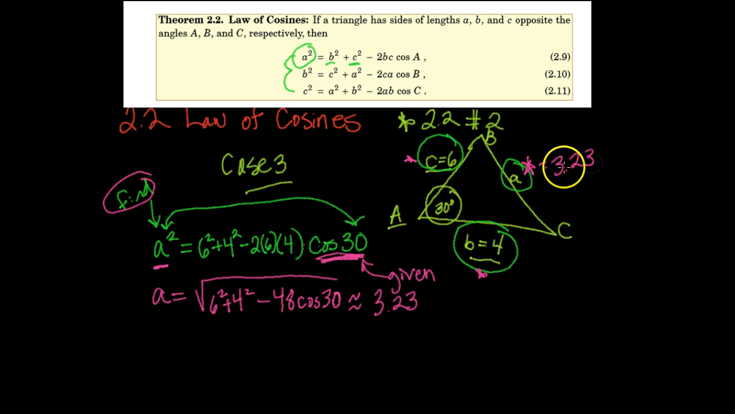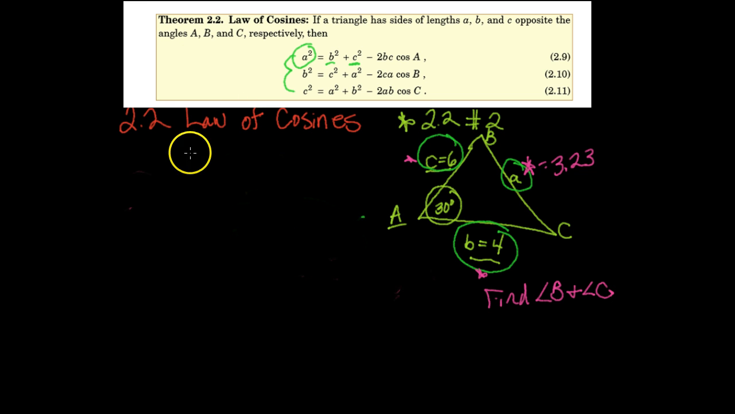But just like any other triangle, when we're solving a triangle, we need to find every part, all the angles and all the sides. So we still do need to find the angles. We're given angle A, and we need angle B and angle C.